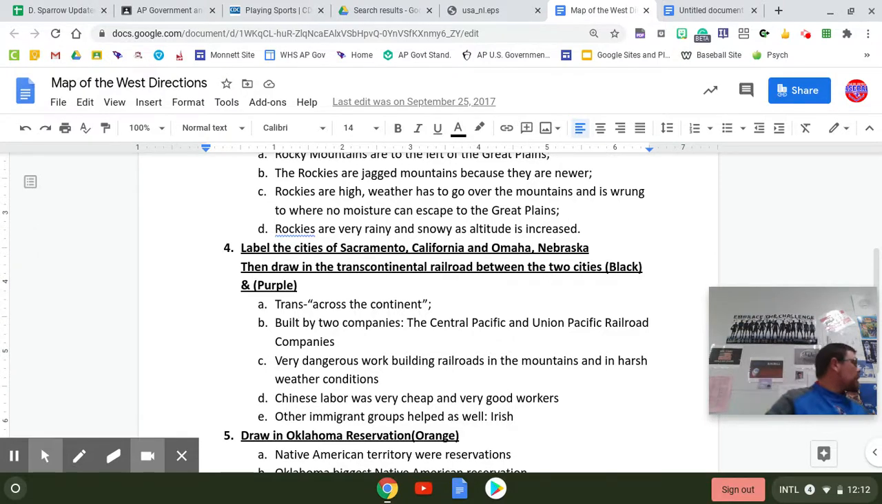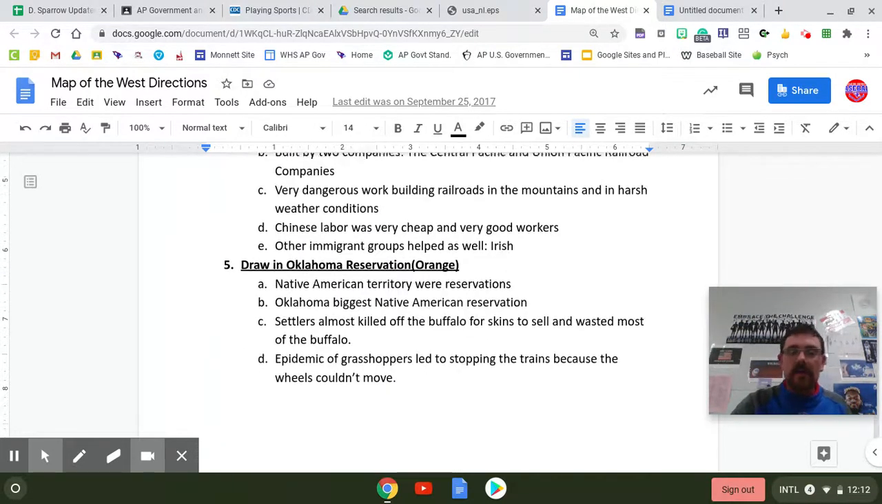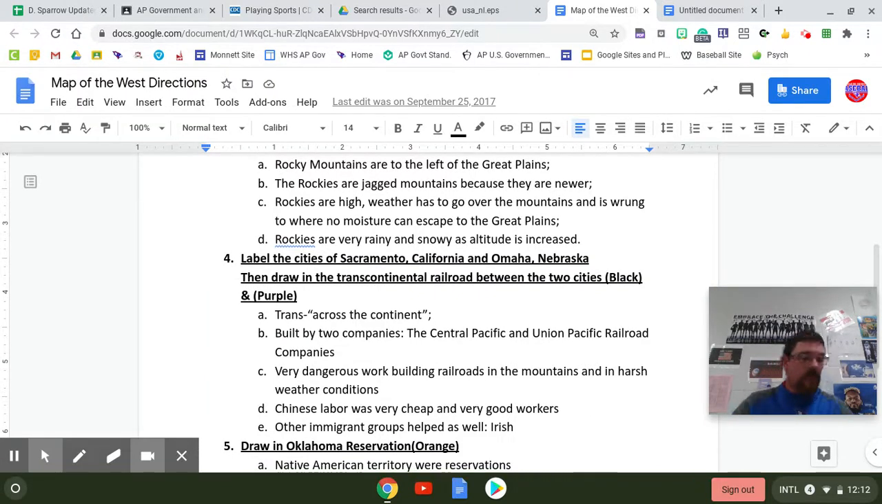I am going to use red because I don't think I use red in anything, instead of black, because for some reason I didn't grab a black one. So we're going to label the cities of Sacramento and Omaha. So Omaha, we're going to mark in red.